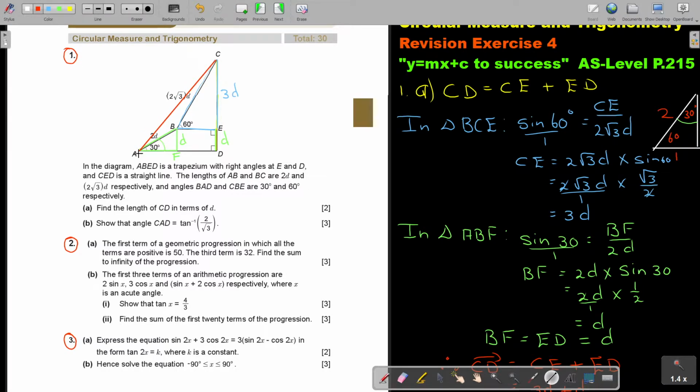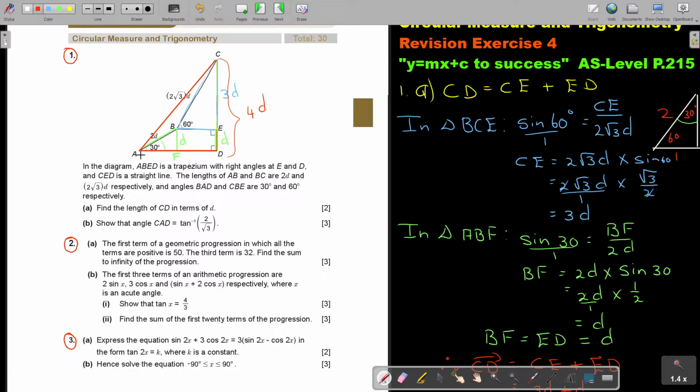Angle CAD. Okay, show that. So now, take note. I have this. This is now not a problem. Okay, let's just get my pen correct. I know that this is 4D now. I must now find AD, and then I can work with tan, opposite over adjacent.